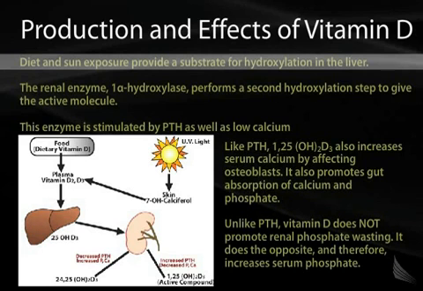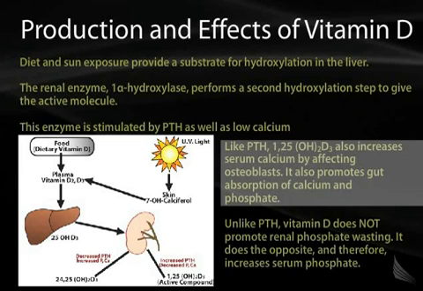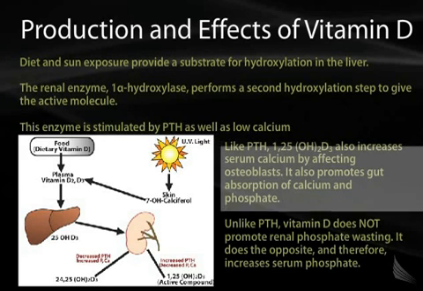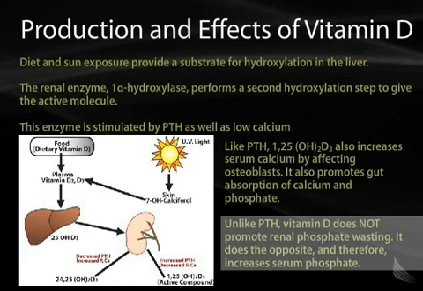Important points of similarities and differences between PTH and vitamin D are the following. Like PTH, vitamin D3 also increases serum calcium by affecting osteoblasts, so it enhances bone reabsorption. It also promotes gut absorption of calcium and phosphate, so it increases calcium absorption from the diet. But unlike PTH, vitamin D does not promote renal phosphate wasting. It does the opposite, in fact. Therefore, the net consequence is an increase in the serum phosphate. So vitamin D deficiency results in decreased phosphate, and vitamin D excess results in increased serum phosphate.